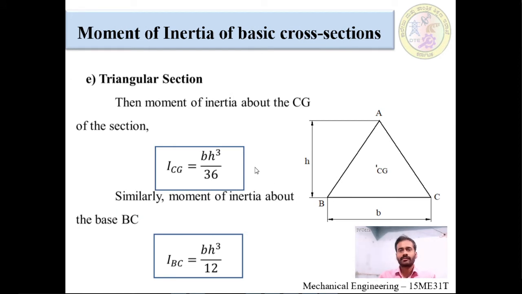The next section will be a triangular section. So consider a triangular section having a base B and height h, and the center of gravity of the triangular section is located as CG. So the moment of inertia about the CG of the section, that is IgG, we can calculate about this center of gravity. IgG is equal to BH cube divided by 36. If you calculate the moment of inertia about its base, then IBC is equal to BH cube by 12.